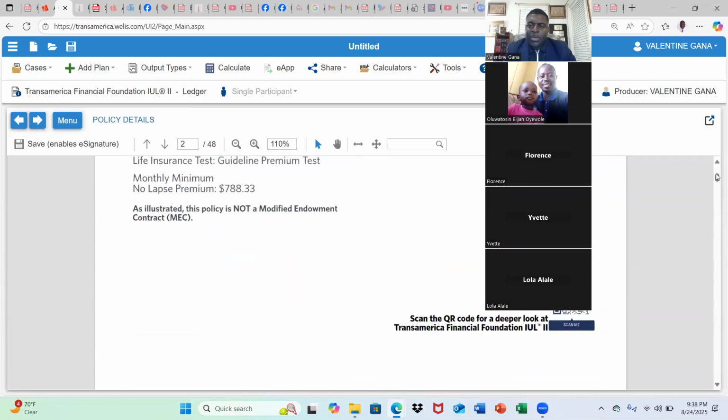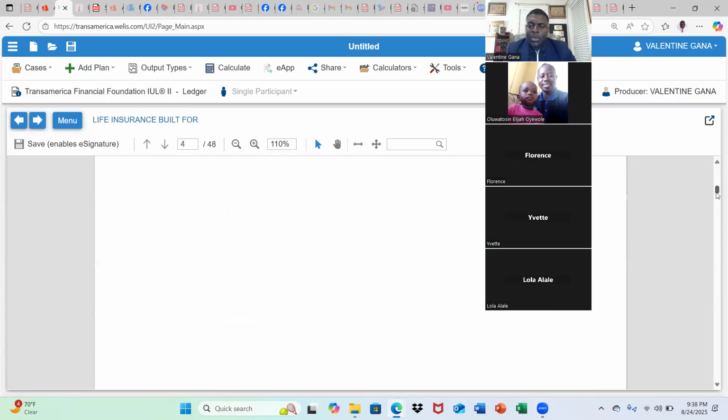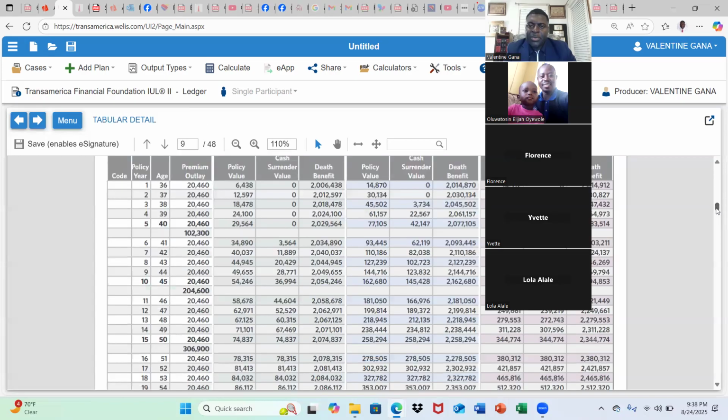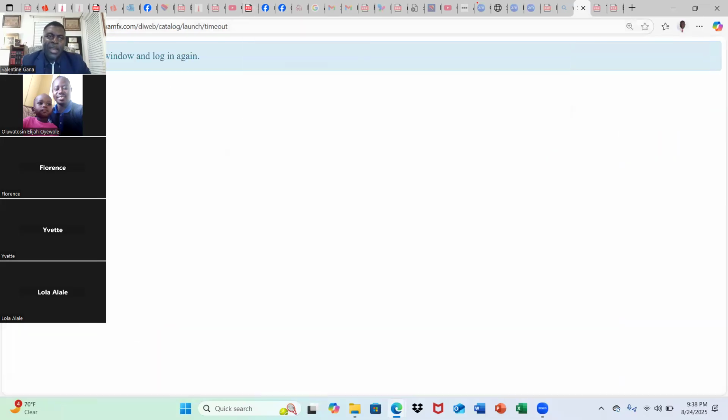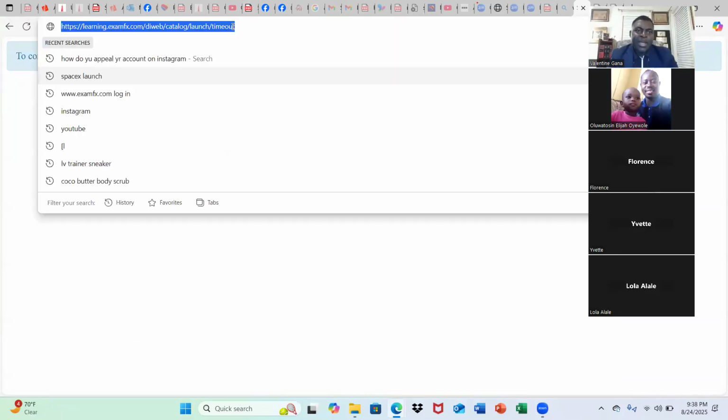But one thing that I wanted to show by running this illustration, based on what we're studying, is that you see this policy has a death benefit of 2 million at the end of year 1. It starts increasing to 2,014,000. That's the graded component. I was afraid that we were going to time out here with the licensing, but that's okay. We'll go back in there.